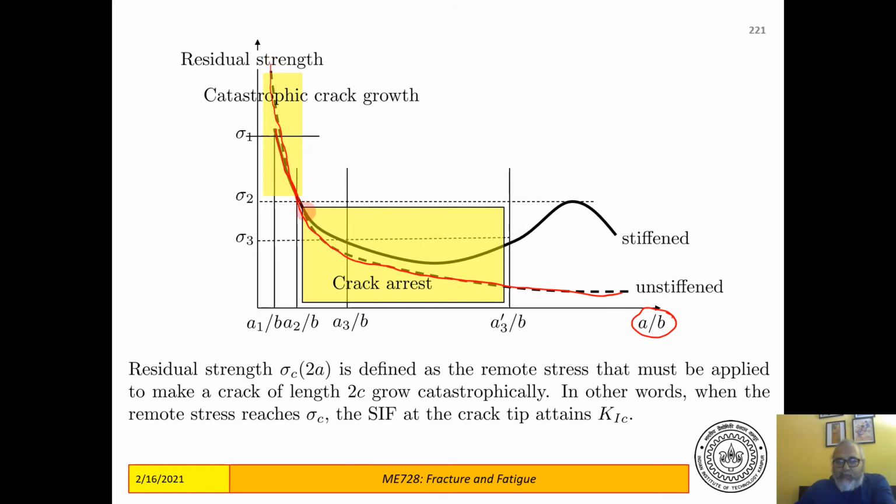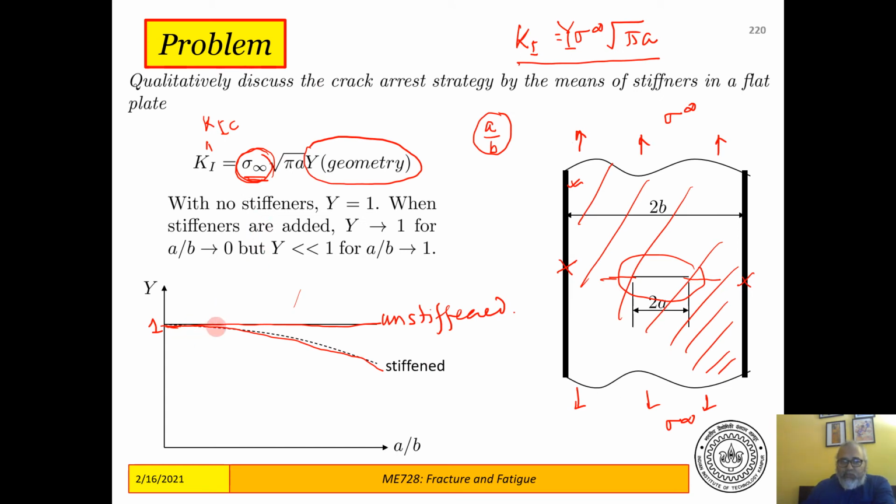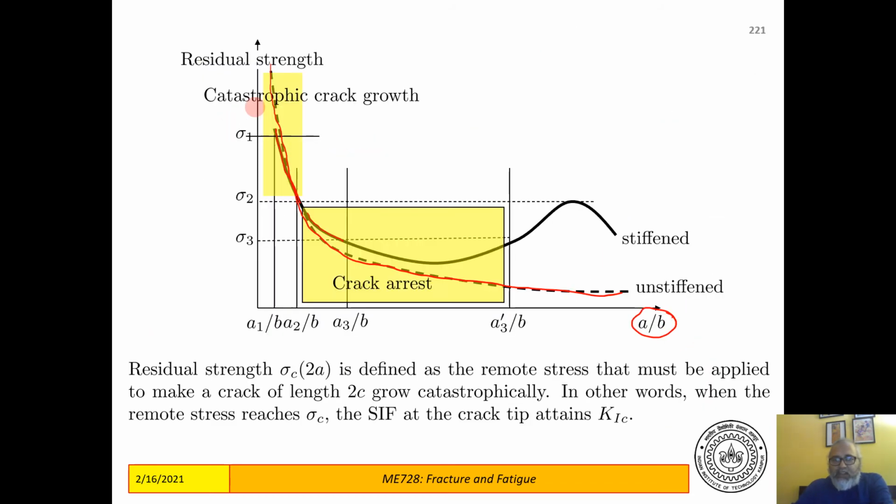But then at some point, it will start feeling the stiffness, and that's when the Y starts to drop. So K1 is lower than for the unstiffened plate. For some length of crack, when it starts seeing the stiffness, K1 is lower than for the unstiffened plate, and therefore you have to increase sigma infinity more in order to reach K1C, which means that now the residual strength of the stiffened plate starts becoming higher than that for the unstiffened plate.